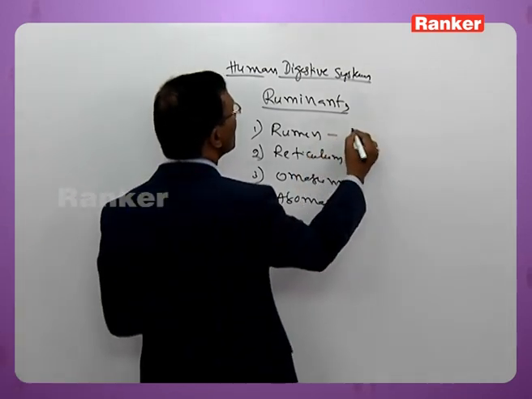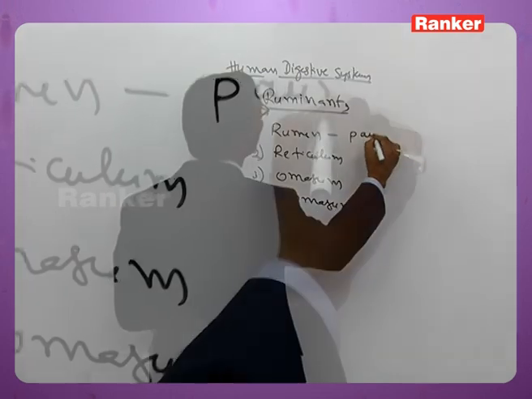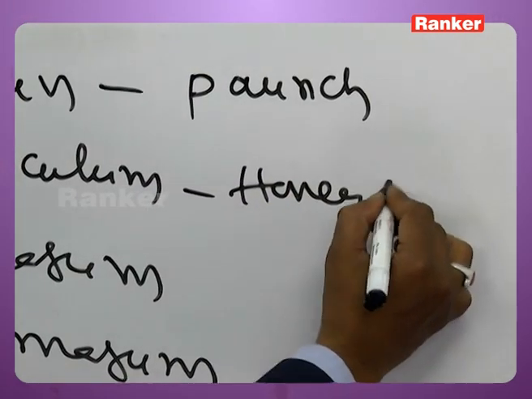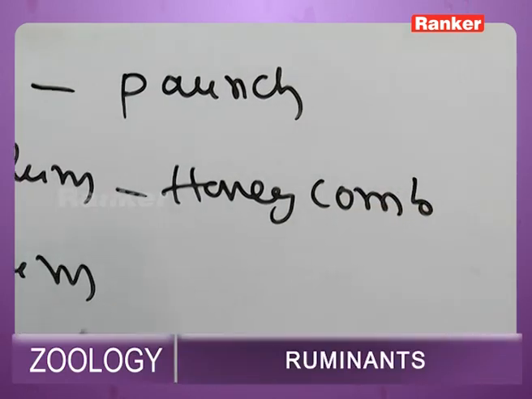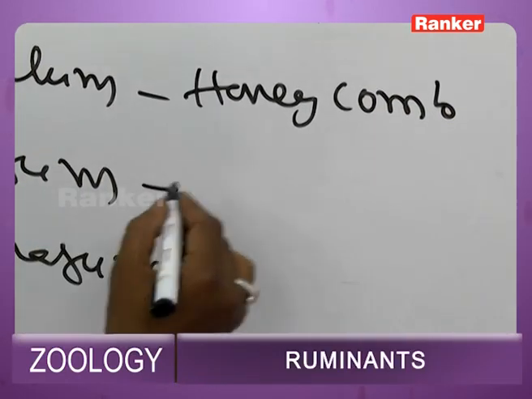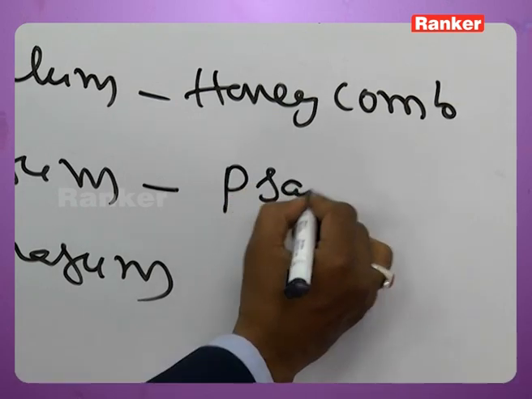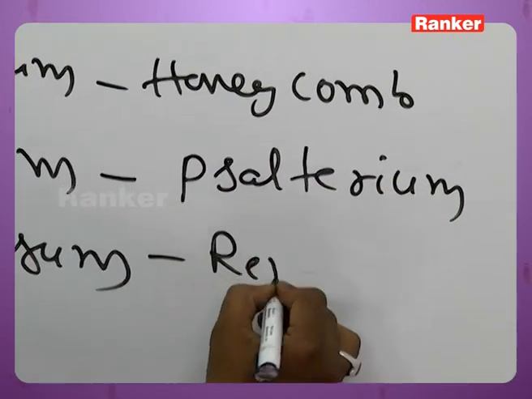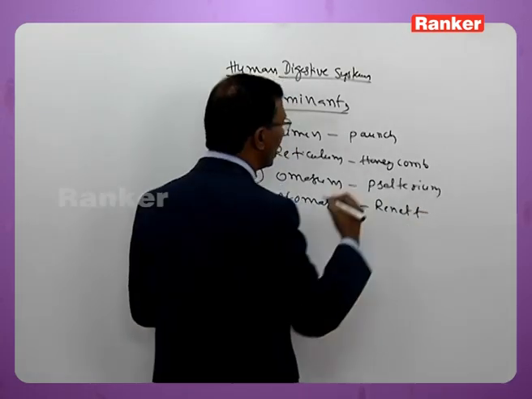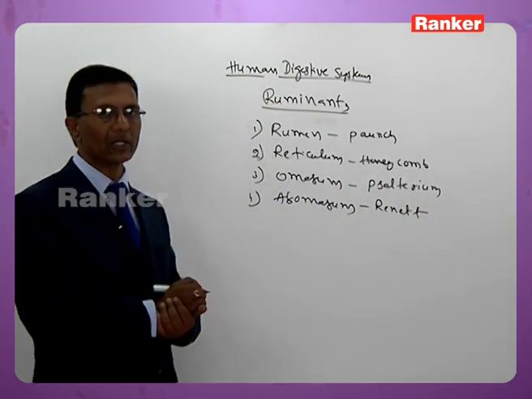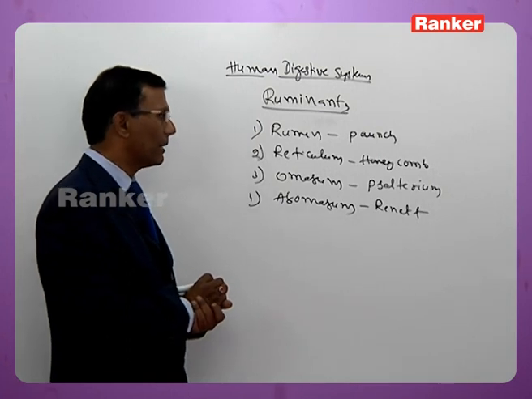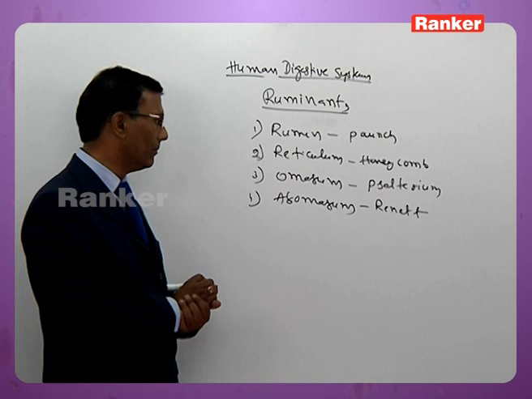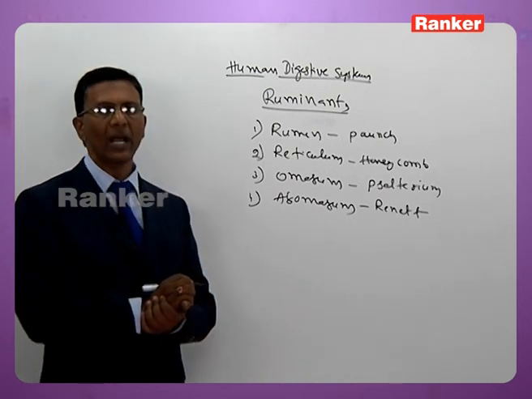Among these, the rumen is commonly called paunch. Reticulum is commonly called honeycomb. Omasum is called psalterium. Abomasum is called rennet. So these are the common names. Rumen is commonly called paunch, reticulum is commonly called honeycomb, omasum is commonly called psalterium, and abomasum is commonly called rennet.